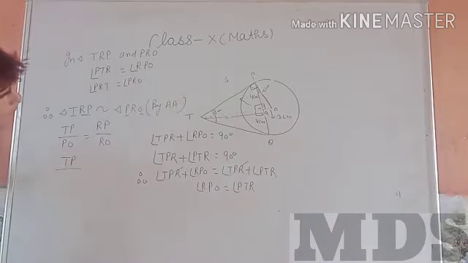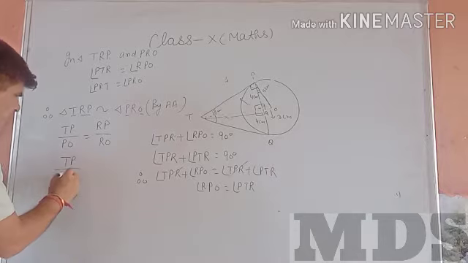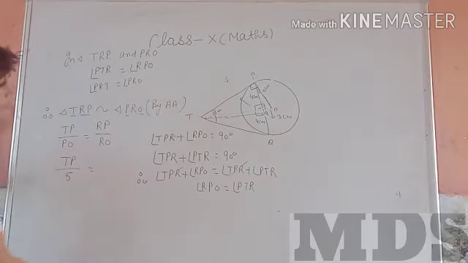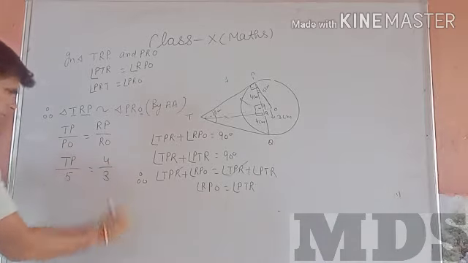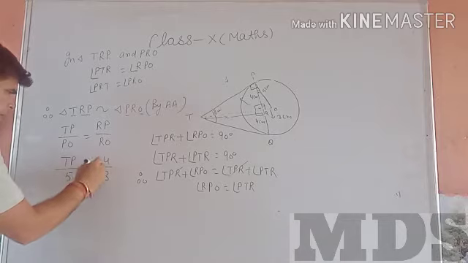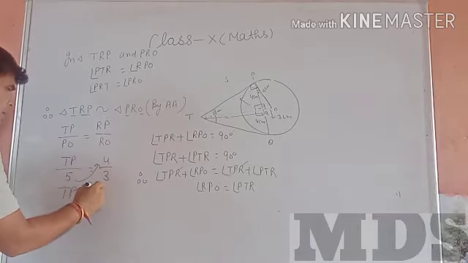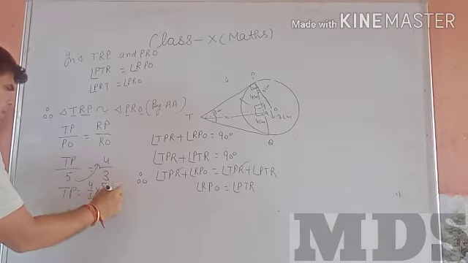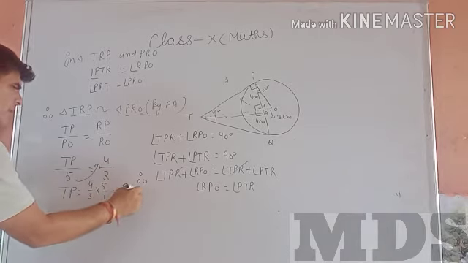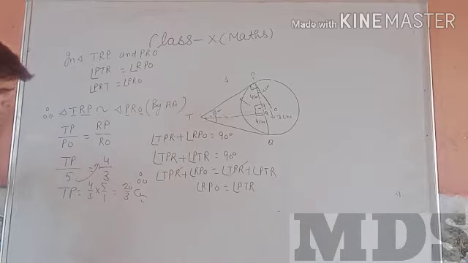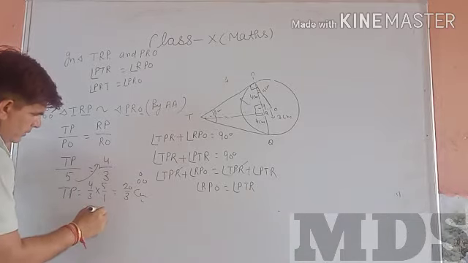TO is 5 centimeter, RP is 4 centimeter, RO is 3 centimeters. Bring this side over: TP equals 4 by 3 into 5 by 1. What is this? 20 by 3 centimeters. Hence, the result.